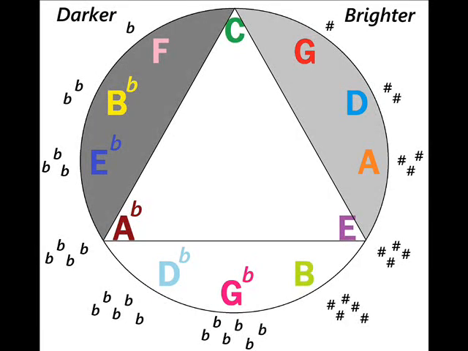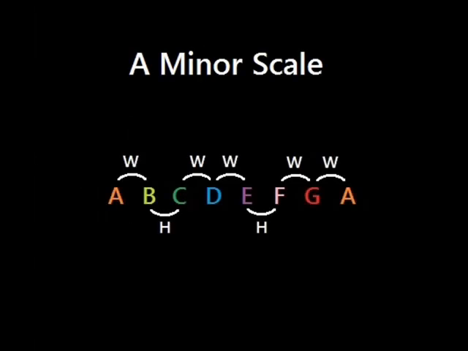Whenever we jump from one key to another key on the right side of the circle of fifths, it gets brighter. The reason for this has to do with the way our ears compare one key to the next. On the left side, it has an opposite effect. It sounds darker.